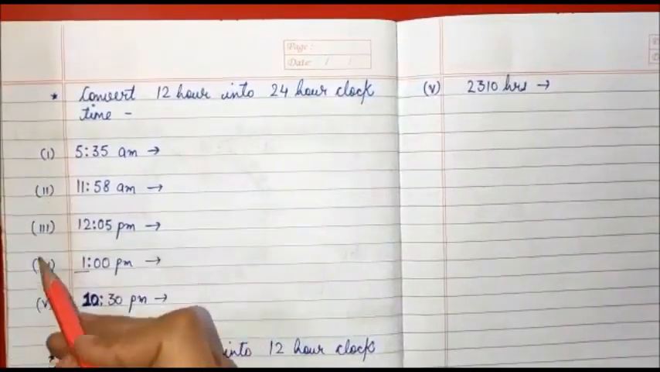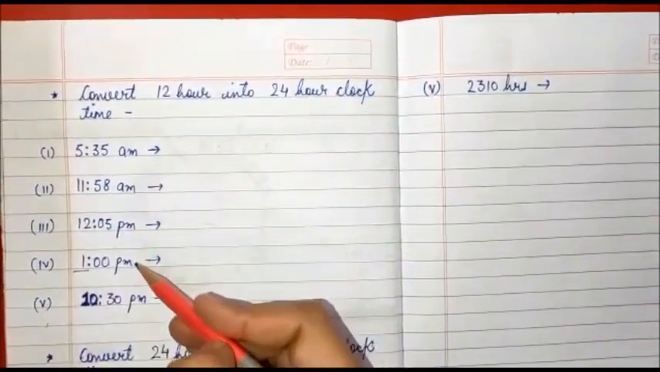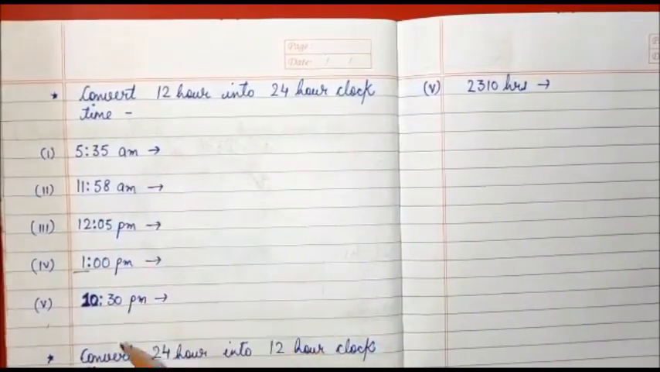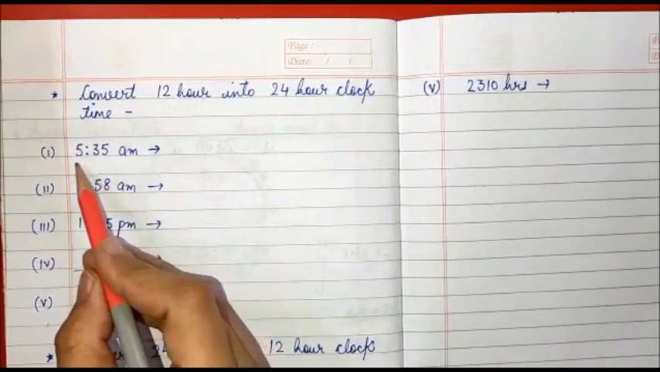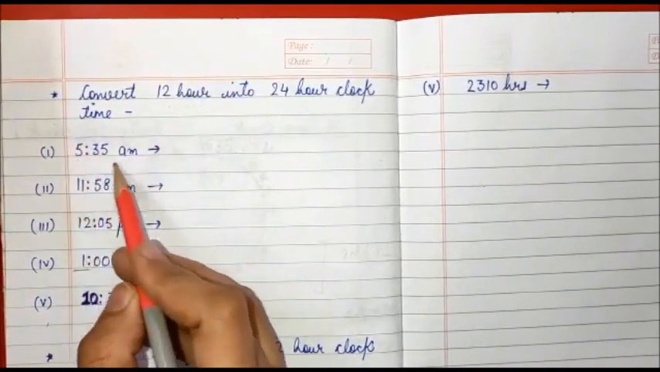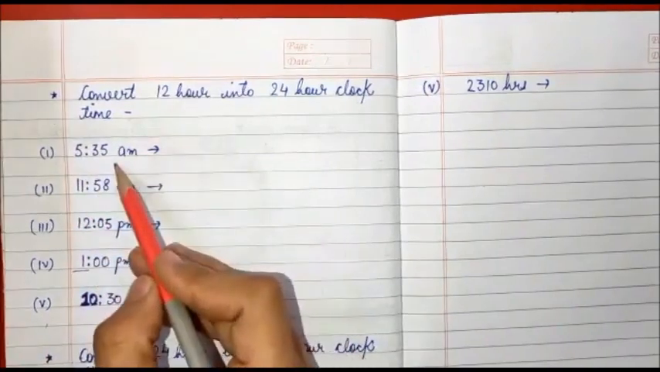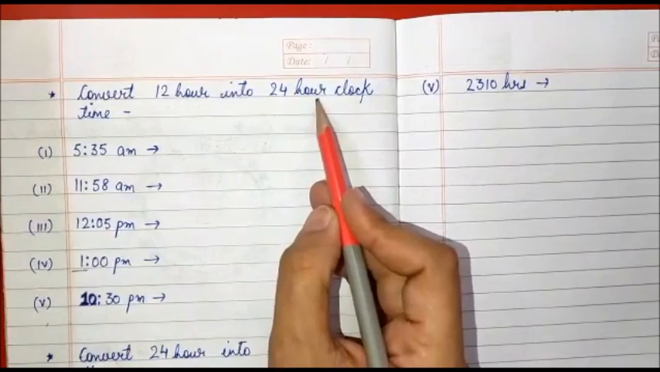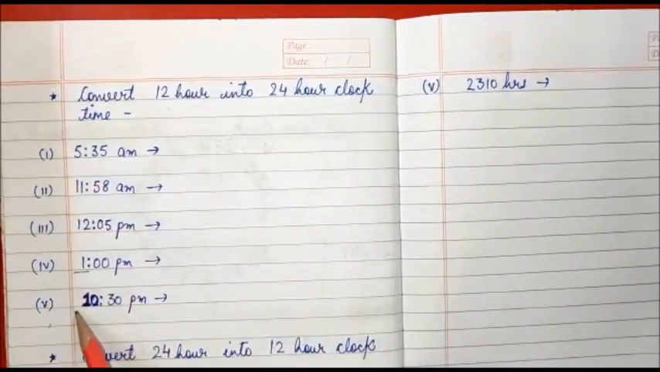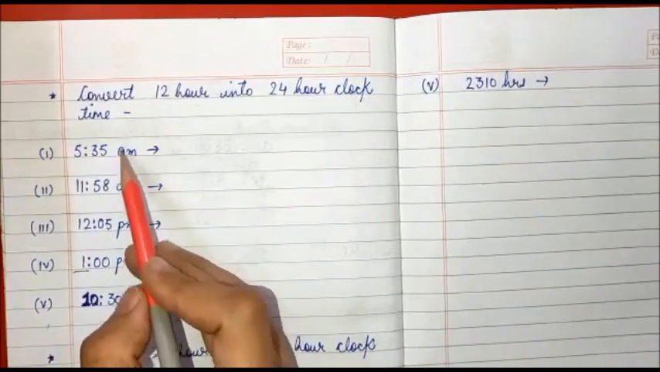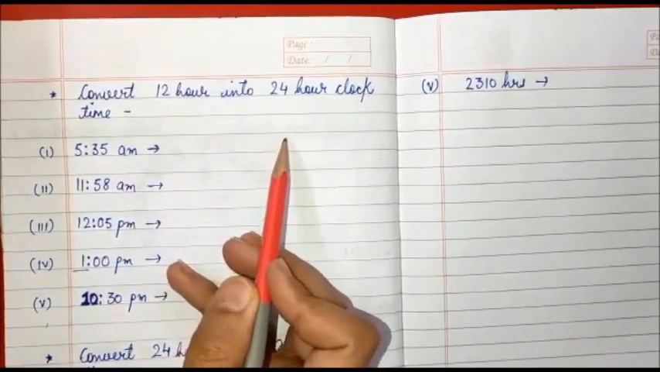Here you can see I have written 5 parts with different given timings. From AM and PM only we can come to know which clock is used. As this time is given as 5:35 AM, it means this time is given in the 12-hour clock. However, there is no AM or PM written in the 24-hour clock. So we have 5 different timings in the 12-hour clock, and our work is to convert them into the 24-hour clock.